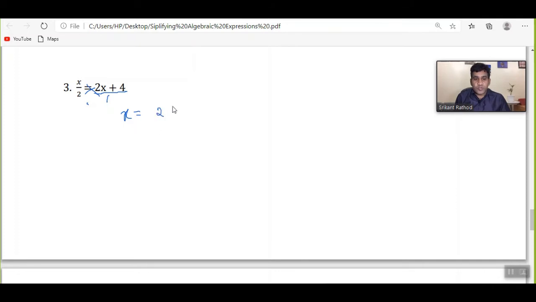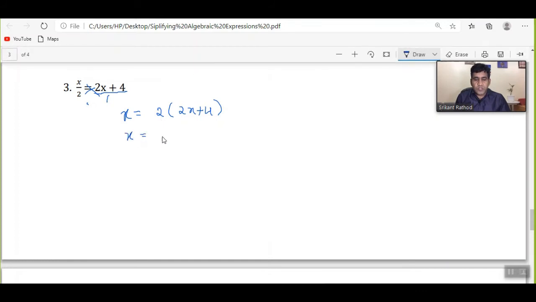Then we can say 2 times 2x plus 4. 2 times 2x is going to be 4x plus 8. I'm looking for the value of what? I'm looking for the value of x. So to get the value of x, what should I do? I have to arrange the terms.